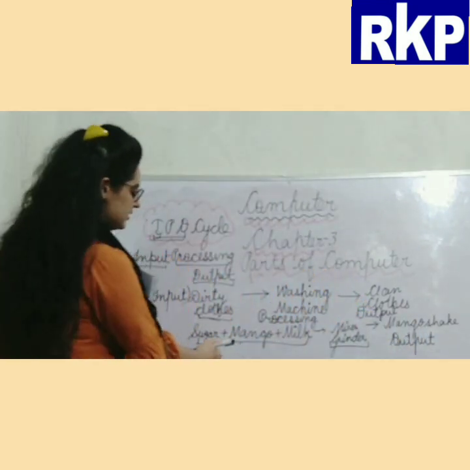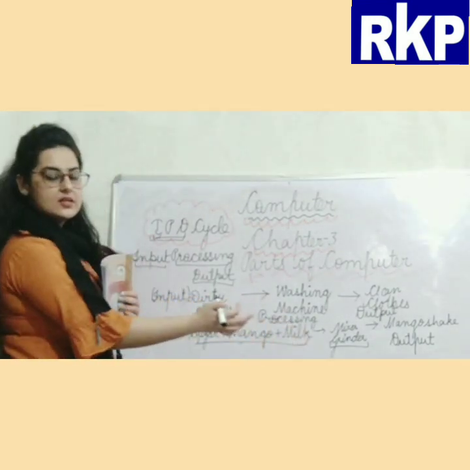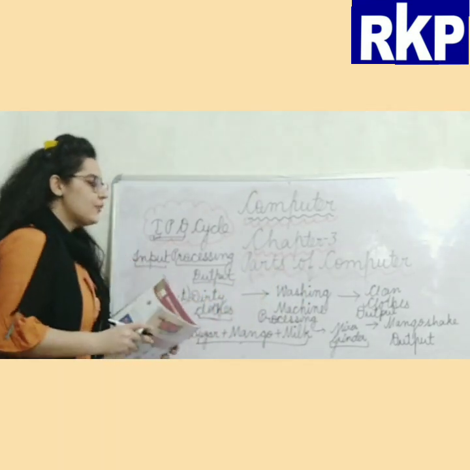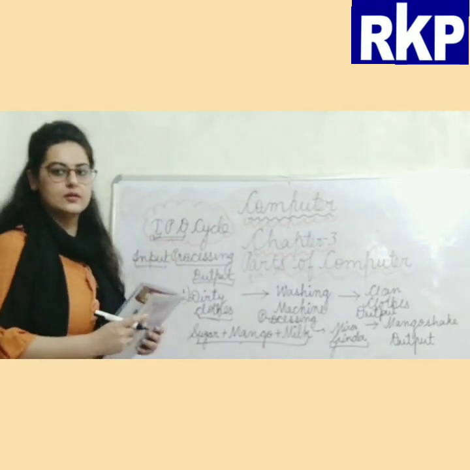Input is these three products: sugar, mango and milk. Mixer grinder is the processing and mango shake is the output. So this was all about the IPO cycle. I hope this topic is clear to you all.